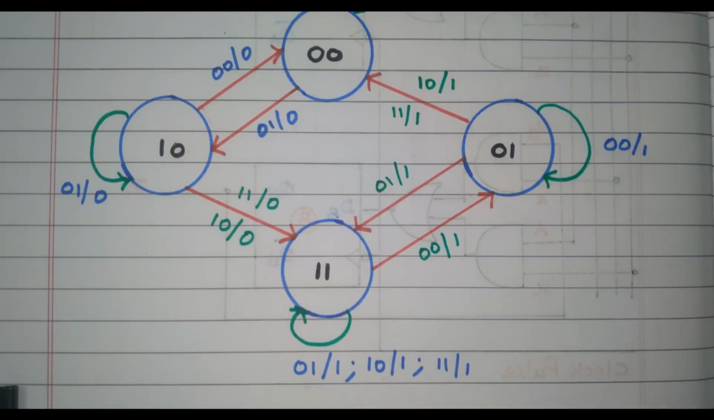For 2 inputs, there are 4 combinations: 0, 0, 0, 1, 1, 0, 1, 1. 2 inputs x, y, having the 4 combinations, x equal to 0, y equal to 0, like that, 0, 0, 0, 1, 1, 0, 1, 1. From the state table, the state diagram is also developed.